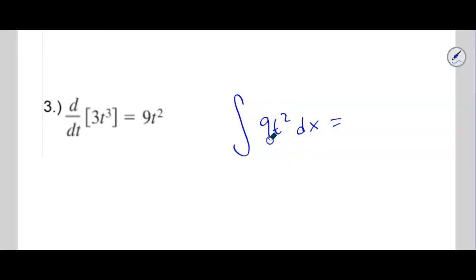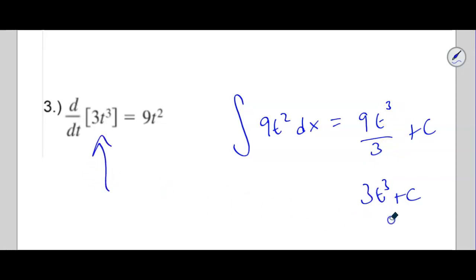So again, I'm just going to go over how you undo it in the beginning. You have 9, you're going to add 1 to the exponent, and then divide that out. So 9 divided by 3 is 3. Add 1 to the exponent, which is 3, now divide by that same exponent. And there you go, you have your original 3t cubed.